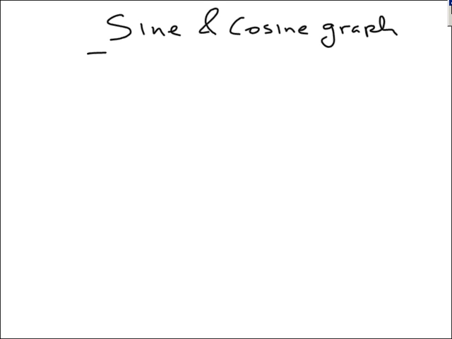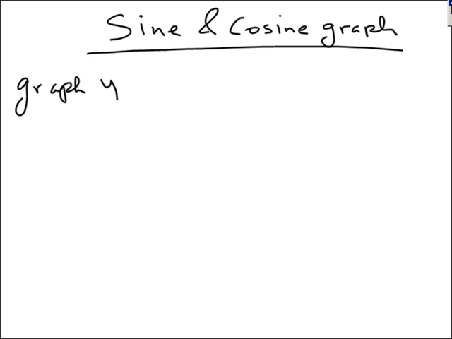Okay, we are going to learn how to graph sine and cosine graphs. If you were asked to graph y is, say, equal to the sine of x minus pi, there's an understood plus sign in front. So we're graphing a positive sine graph.